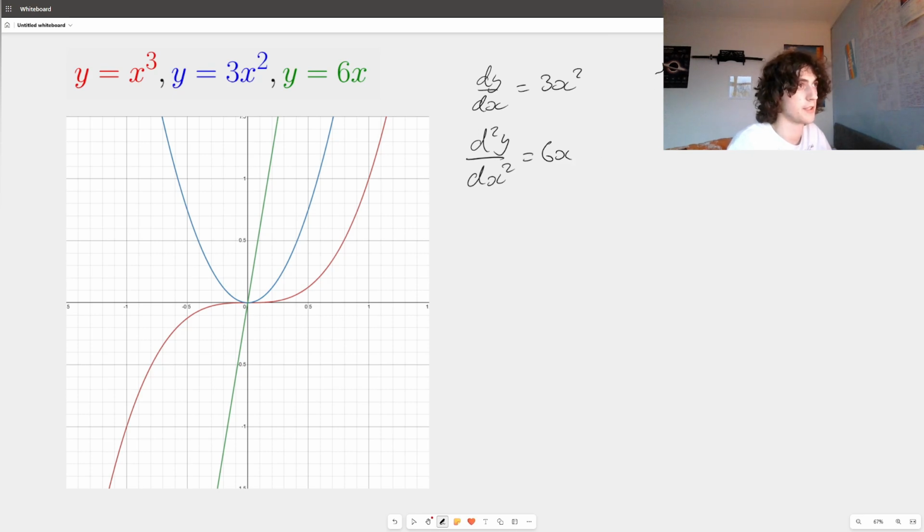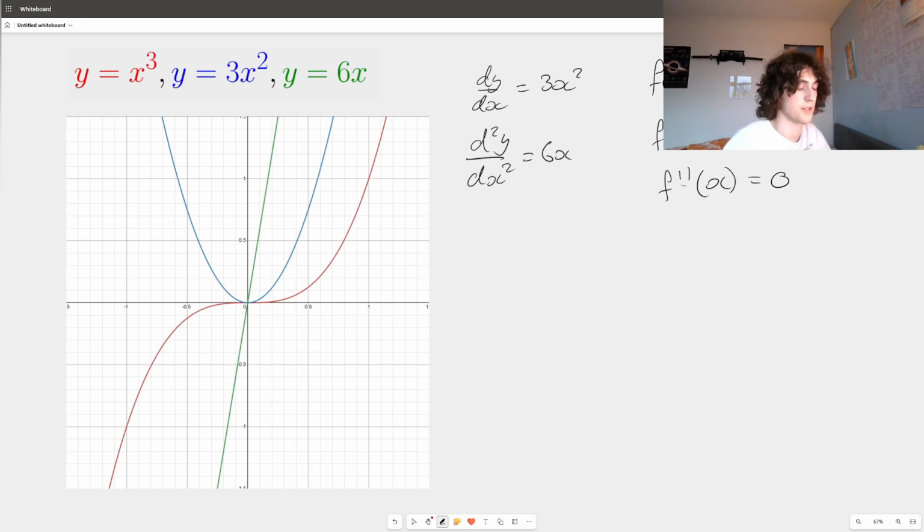If you're going to write this in function form, you can have f of x equals some function of x. f dash of x is the first differential, and f double dash of x is the second differential, where you have differentiated twice. I realize you can't see that from the face cam, but the double dash there is the second differential. Okay, so what does this actually mean?